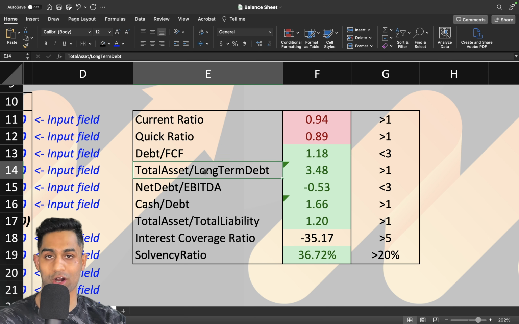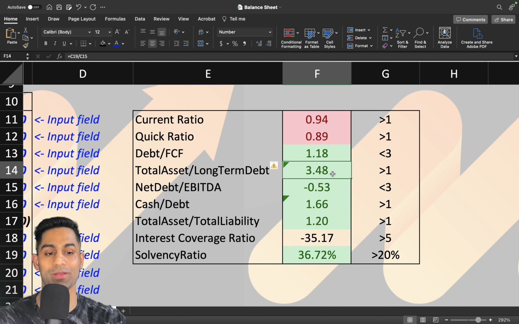Total assets over long-term debt. Again, think about it logically, right? What does that actually signify? That simply means how much total assets the company has with respect to its long-term debt. And we want this number to be above 1, right? Obviously, we want the company to have more total assets than long-term debt. And for Apple, it's sitting at 3.48. Not a problem there. Huge green color coded.